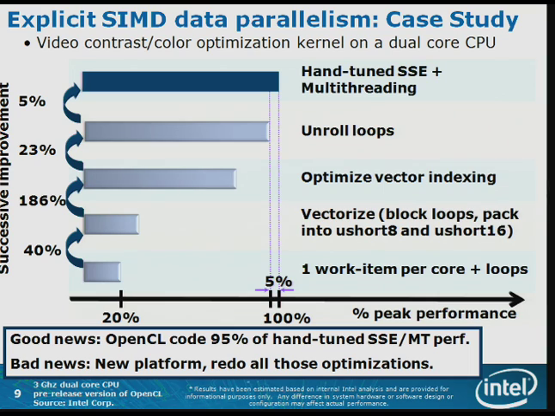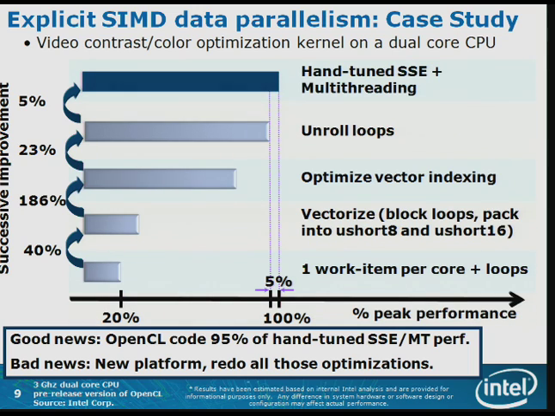So here's what we started with, and we used 1 work item per core. That's kind of a natural way to do things with this explicit SIMD approach. 1 work item per core, and we got 20% of the peak performance. Then we did that trick I showed you on the previous slide, where you figure out for each data type how to get things to align just right and fit with the vector width on the platform. So you blocked the loops, packed them into unsigned short8s and short16s. And that got us an improvement of 40%, a pretty significant jump.